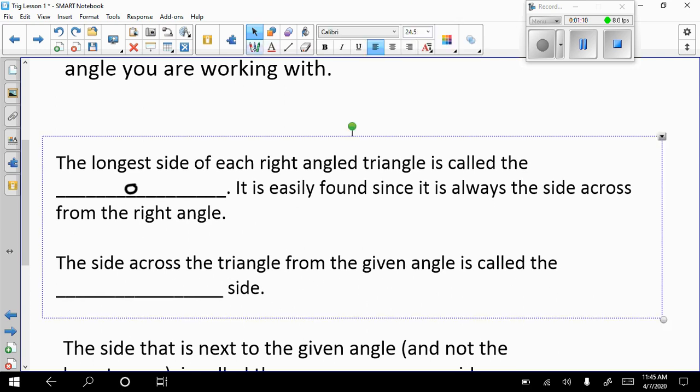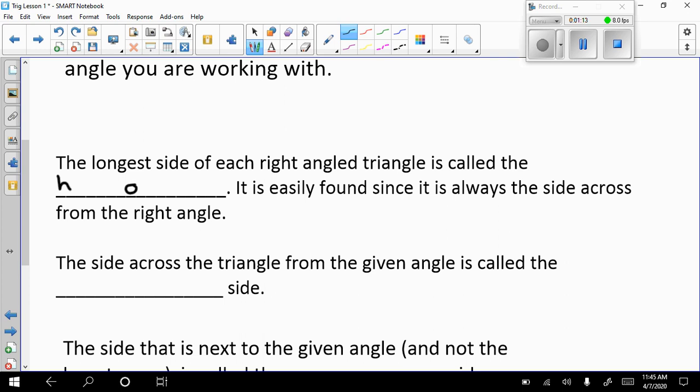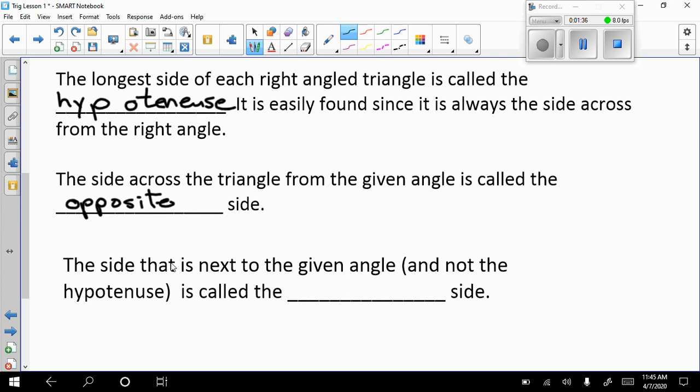I'm just going to get my pen going. Hypotenuse, the hypotenuse of the triangle. And it's easily found since it's always the side that's opposite the right angle. The side across the triangle from a given angle is called the opposite side. And the side that is next to the given angle that you're interested in, which is not the hypotenuse, is called the adjacent side. Okay, so the adjacent side.